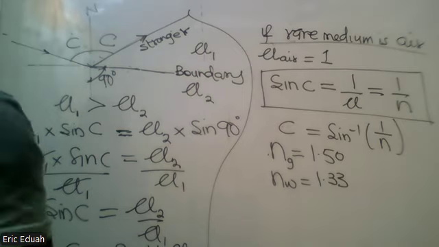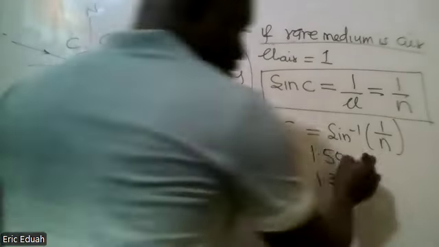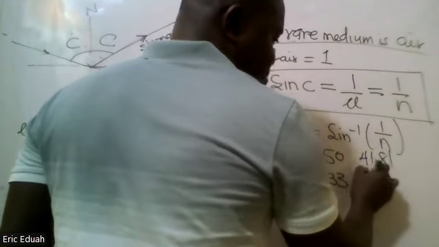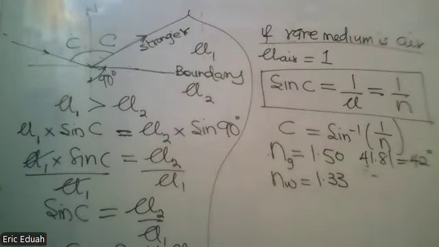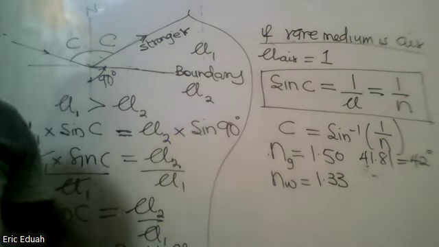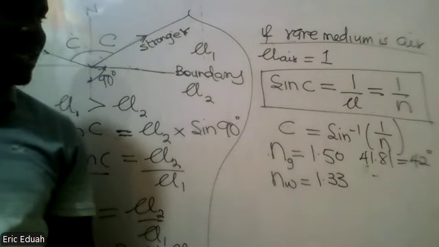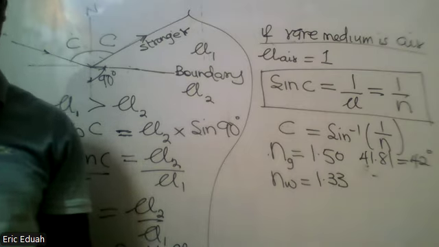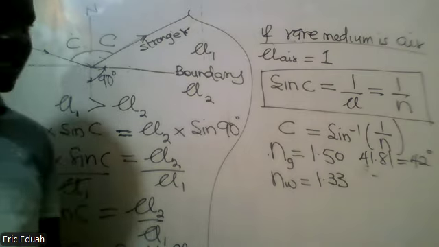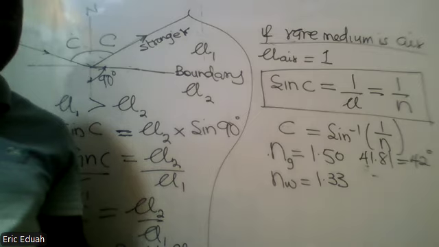Please, 41.81. So it's 41.81, meaning it's approximately 42 degrees. What it means is that if you want TIR, total internal reflection, to occur in glass, just incident the ray at 42 and you have the refracted ray being equal to 90. Then when you go beyond 42 degrees, you have total internal reflection.